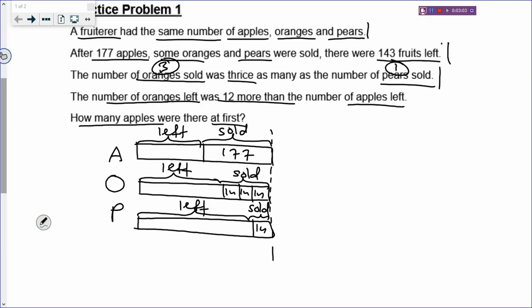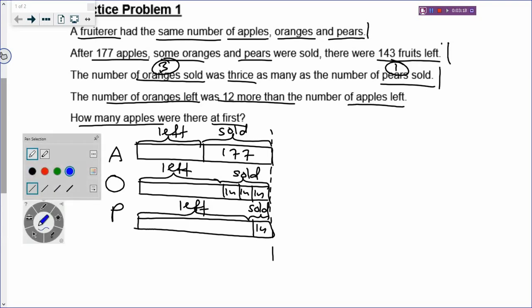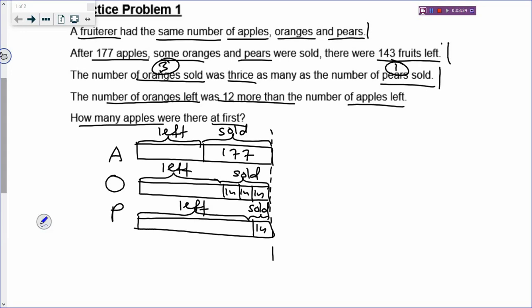Then the oranges left was 12 more than the apples left. Now it's always good to use highlighters, different colors, to highlight different parts of the model. I want to show where is the leftover, so I'm going to change color. When you draw a model, you may want to think of using different colors to help you recognize the after. I want to highlight what is the after model. So the after model will be something like this. This is the apples that are left, and these are the oranges that are left, and these are the pears that are also left. So you can see that you have the after model inside the model. So you have the before and the after together.